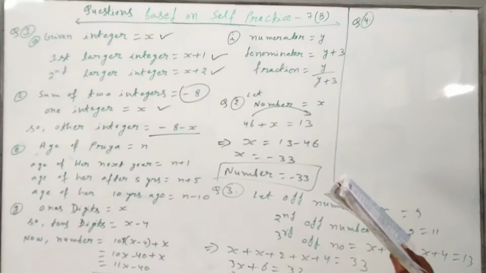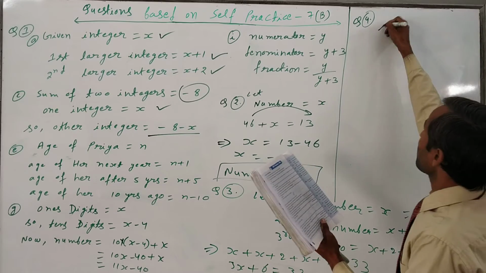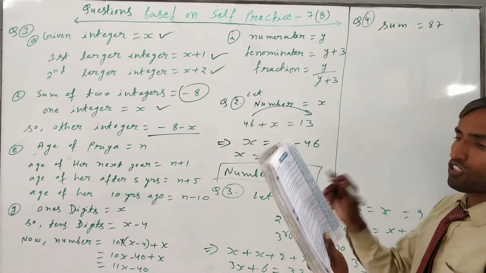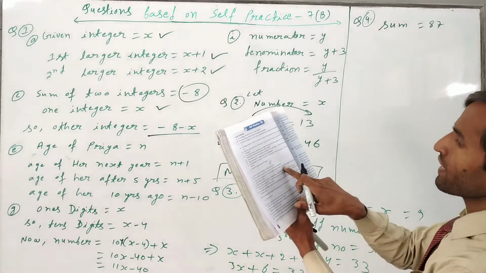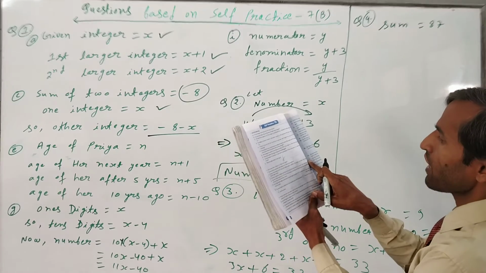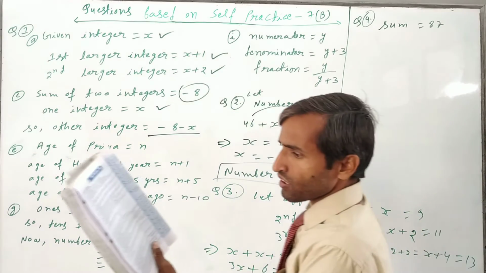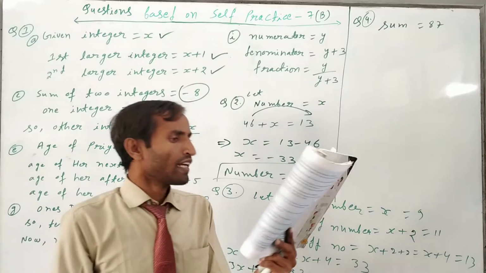Question number 4: the sum of two numbers is 87. So the sum of two numbers is given as 87. After that, read: twice the smaller number is added to the larger number, the result is 120. Find the larger number. Okay. The sum of two numbers is 87.